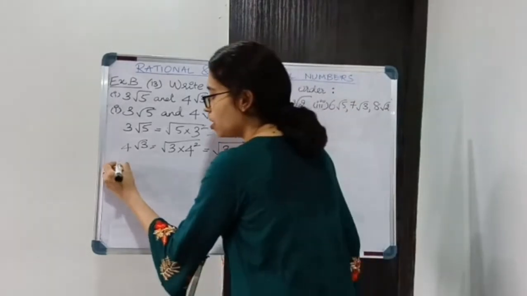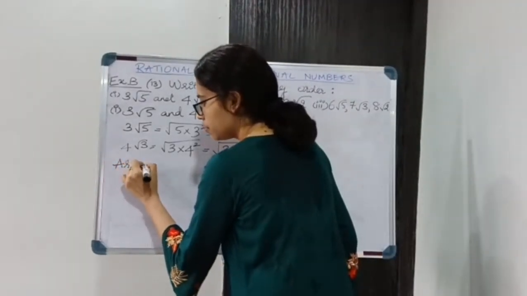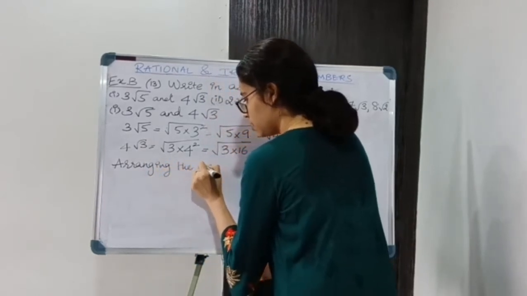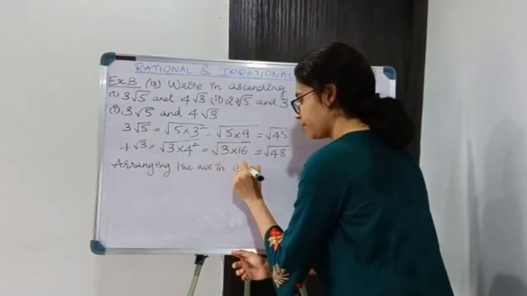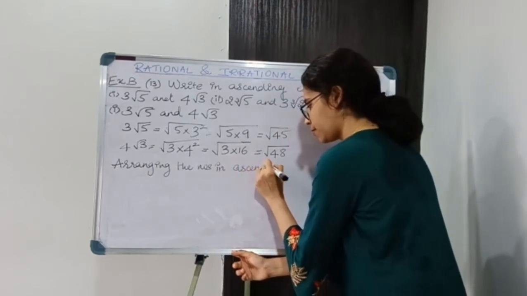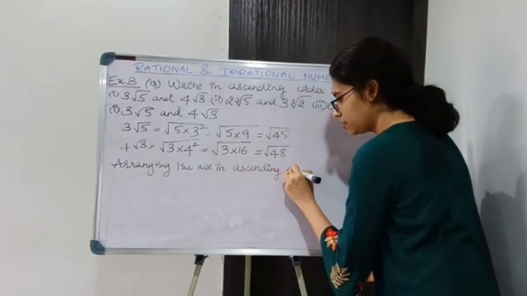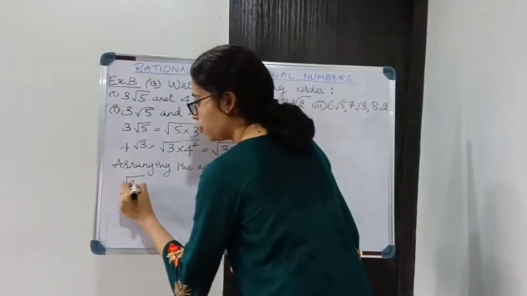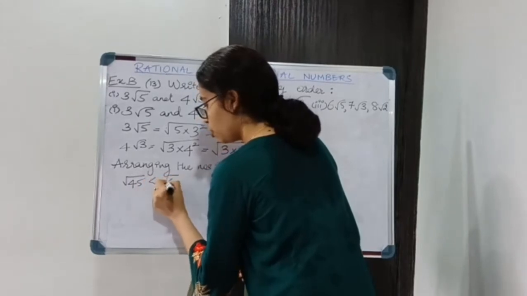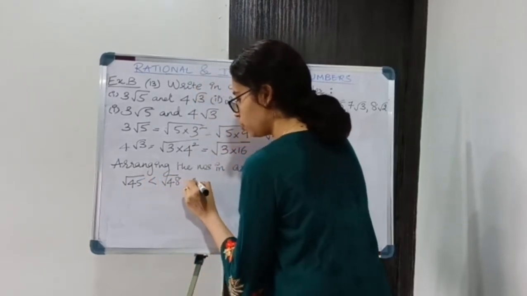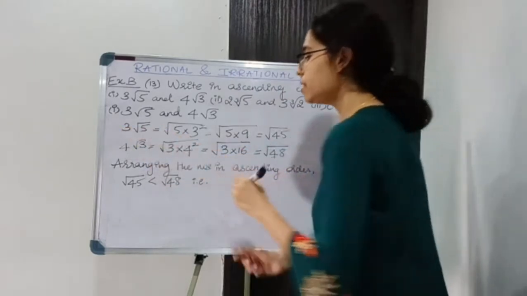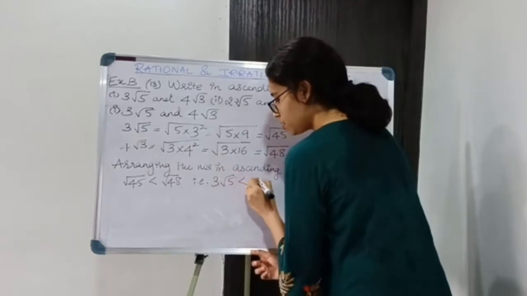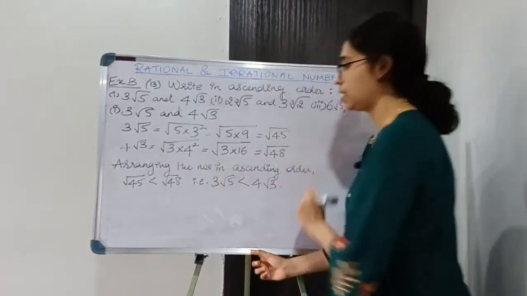So now arranging the numbers in ascending order. Square root of 45, which is less than square root of 48. Now square root of 45 क्या है? It is 3 root 5, and square root of 48 is 4 root 3.